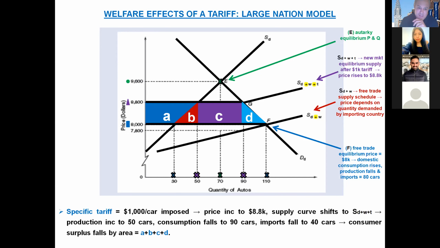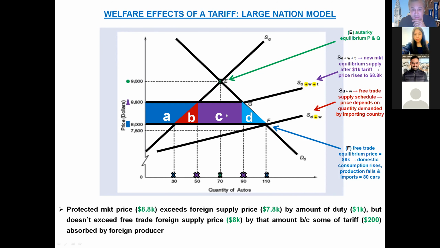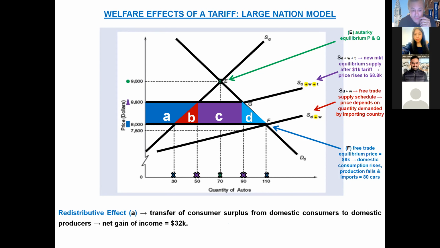We see the consumer surplus has fallen by the area A, B, C, D, because the price went from 8,000 to 8,800. We know that we have the transfer of consumer to producer surplus, the protective and consumption effects, and of course the revenue effect. Then we have the protected market price, which exceeds the foreign supply price by the amount of the duty, but doesn't exceed the free foreign trade supply price of 8,000 by that amount because some of the tariff has been absorbed by the producer. That's the increase in national welfare.